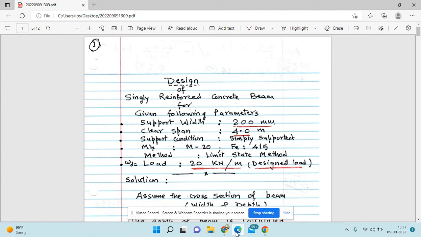M20, Fe415. We are using this design by limit state method. For that, we have to go for the design load, and the design load is given as 20 kilonewton per meter. Now we'll go for the solution.